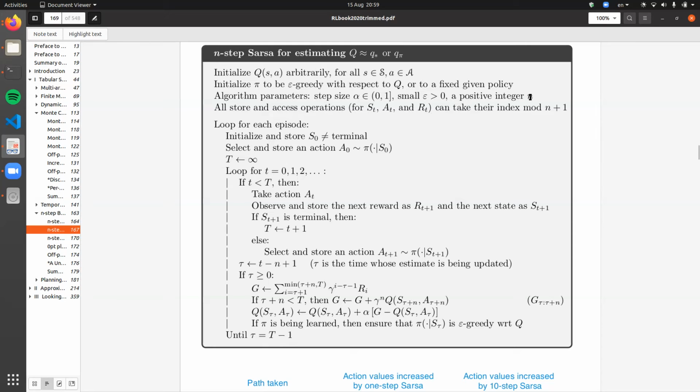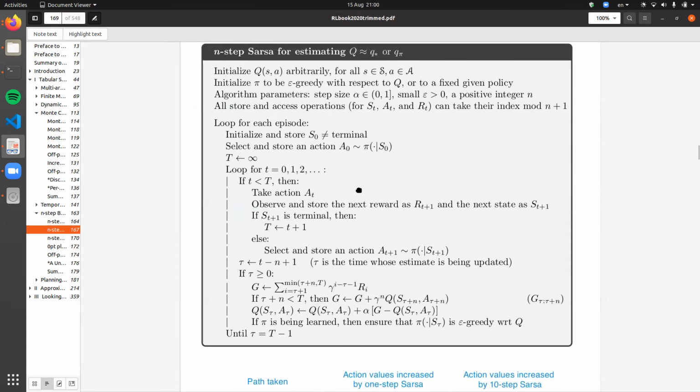And the value for n determines the number of bootstrapping steps. Something to notice here is that we keep a buffer of previous states, actions, and rewards. And this buffer is of size n+1, and that is why we do all the indexing modulo n+1.